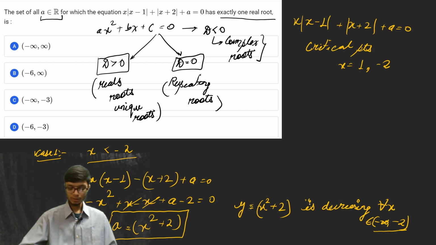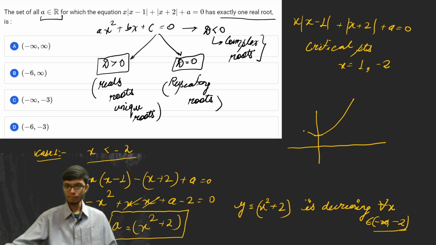Alright, so this is basically about decreasing values. I have to find the cases where it has exactly one real root. If you look at this particular problem, x square plus 2 will always be a positive quantity. So x square plus 2 will be a parabola facing upward like this.